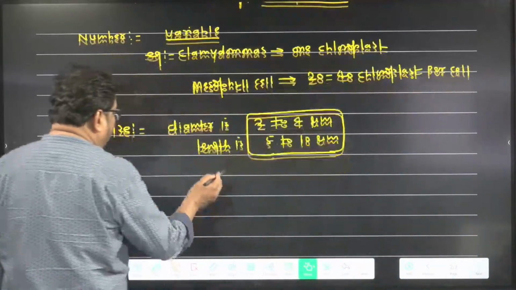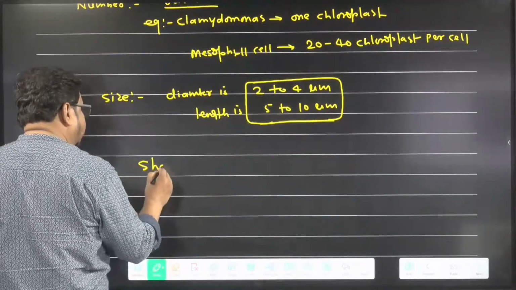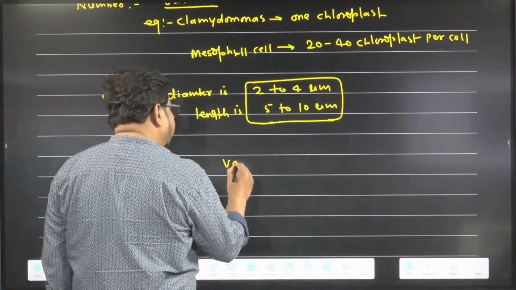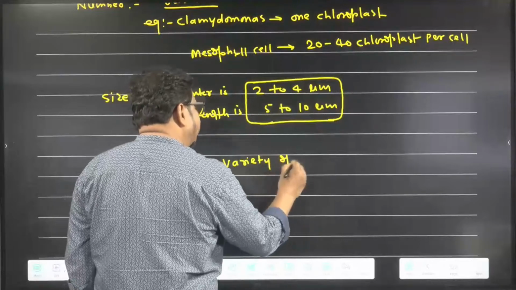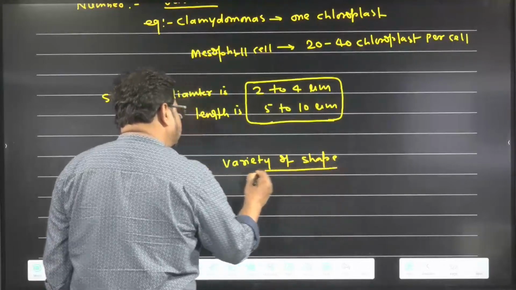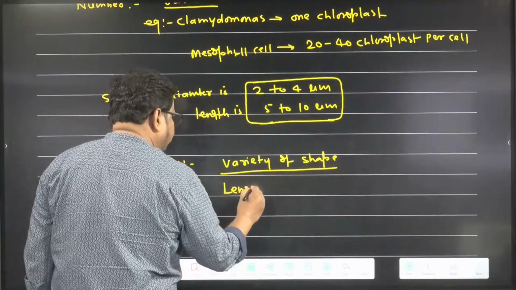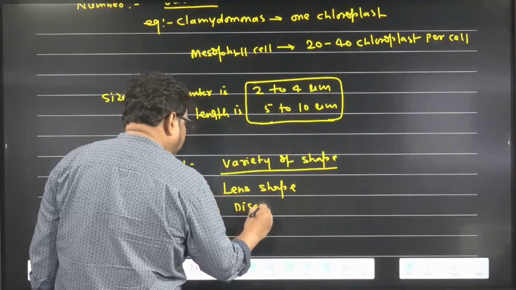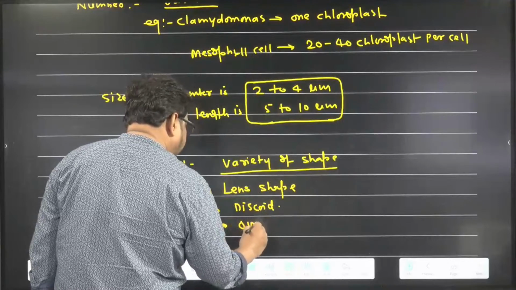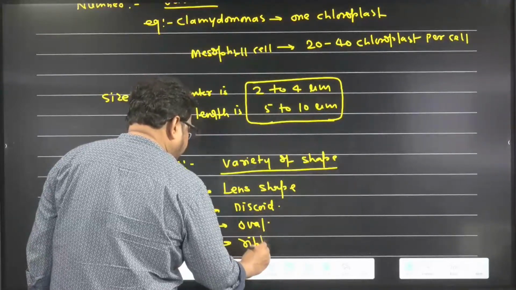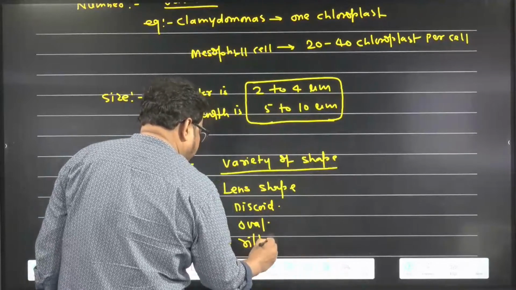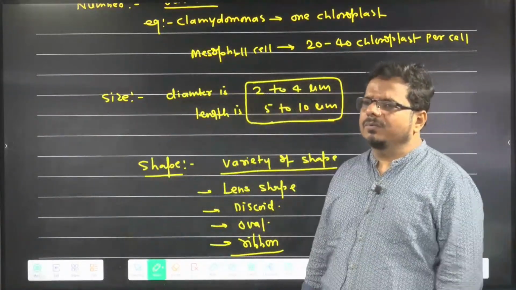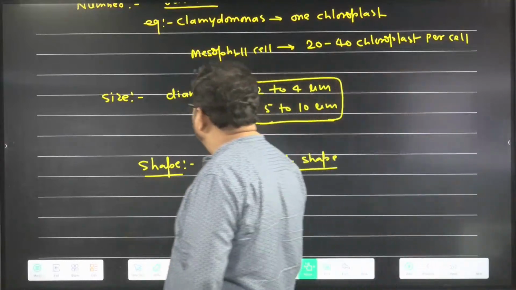Now we are going to talk about the shape of the chloroplast. It has a variety of shapes. It may be lens shape, it may be discoid, it may be oval shape, it may be ribbon shape, and many more shapes. Like in Ulothrix, it is U shape. I am not going to talk about which shape is where because it is not in the boundary of your textbook.